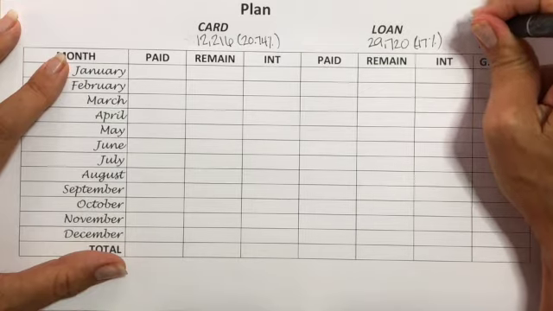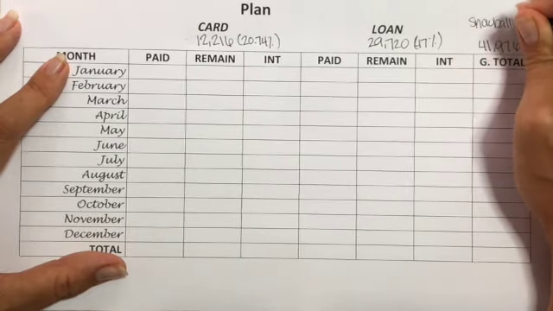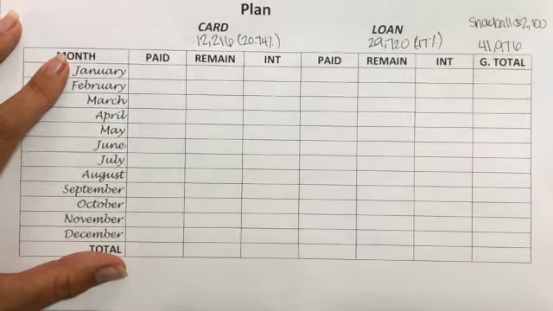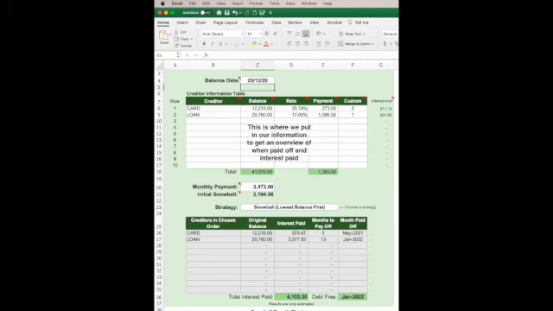We have an initial snowball amount of $2,100 per month. Our monthly payment on the credit card is $273. On the loan is $1,096.